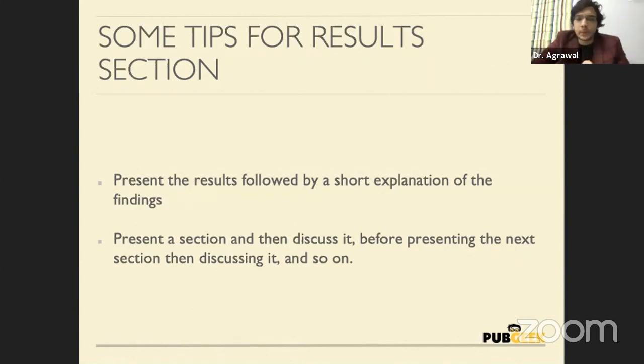So present results with a short explanation of the findings, but don't go on to write about hypotheses that you're possibly using to say why you found this particular result. Okay. And then present a section and discuss it before presenting the next section, then discuss it and so on. So what you basically need to do, like I said, is divide your results section into particular subsections so that it's easier to follow. Essentially, this is what this slide means. Okay.